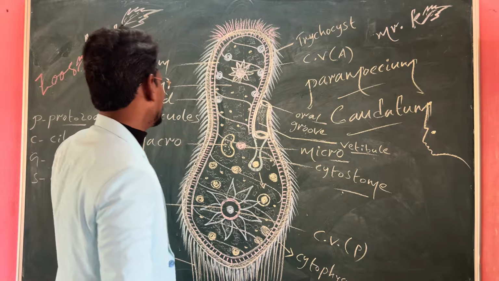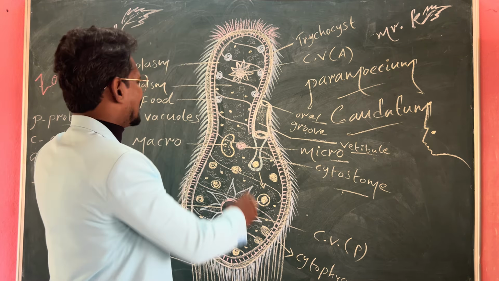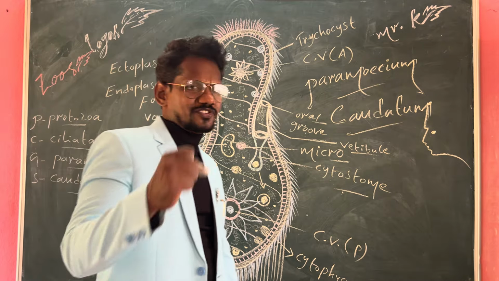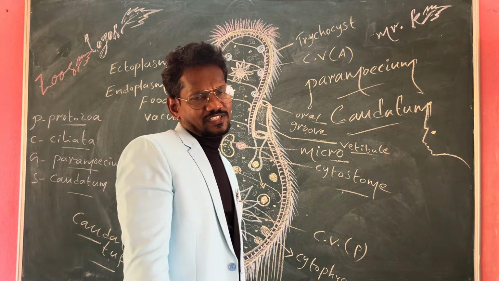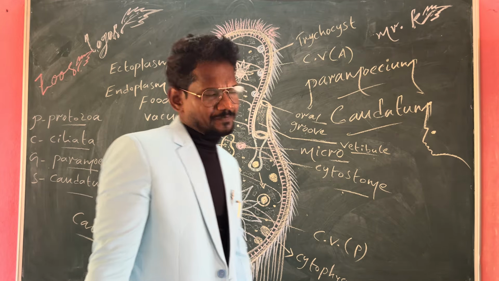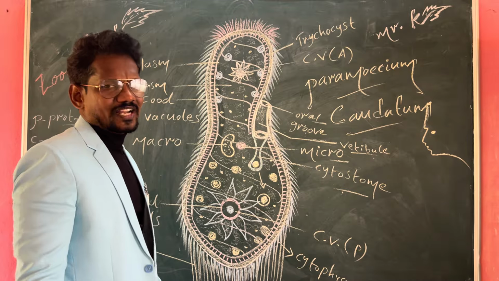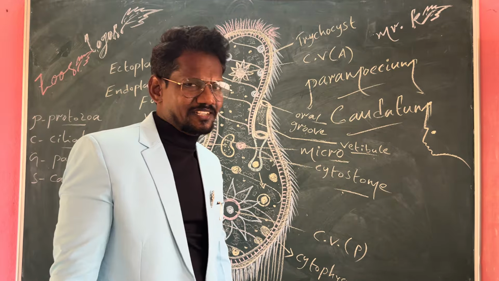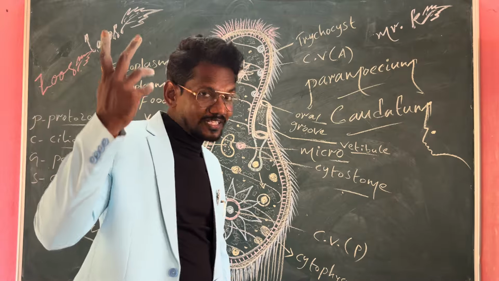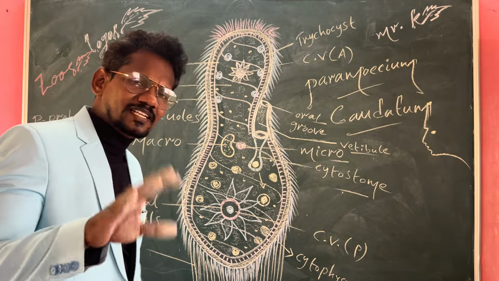In Paramoecium, asexual reproduction takes place by binary fission. One Paramoecium mother cell divides into two daughter cells, one called proter and the other called opisthe. Here in Paramoecium, the binary fission is known as transverse binary fission. In Euglena, it is longitudinal binary fission. In Amoeba, irregular binary fission. In Paramoecium, transverse binary fission.